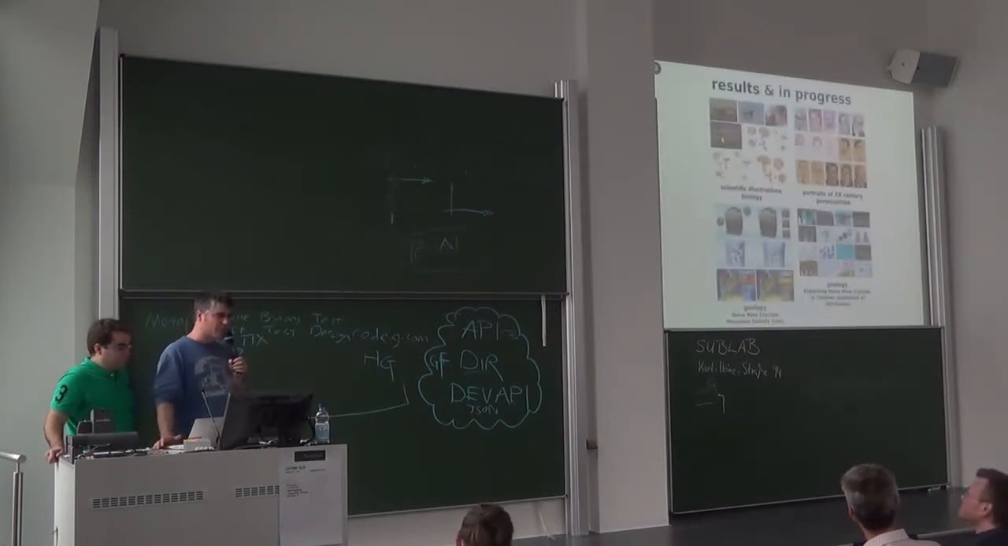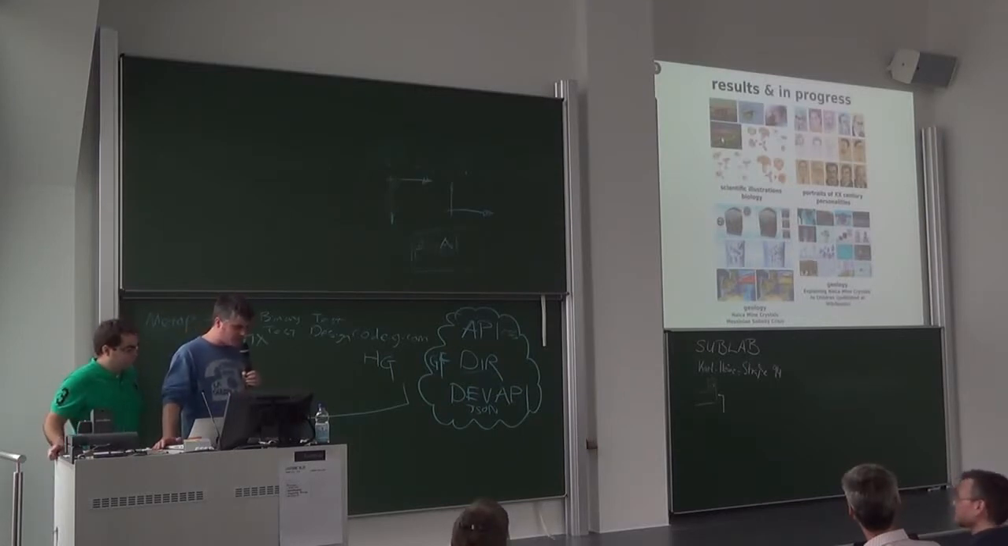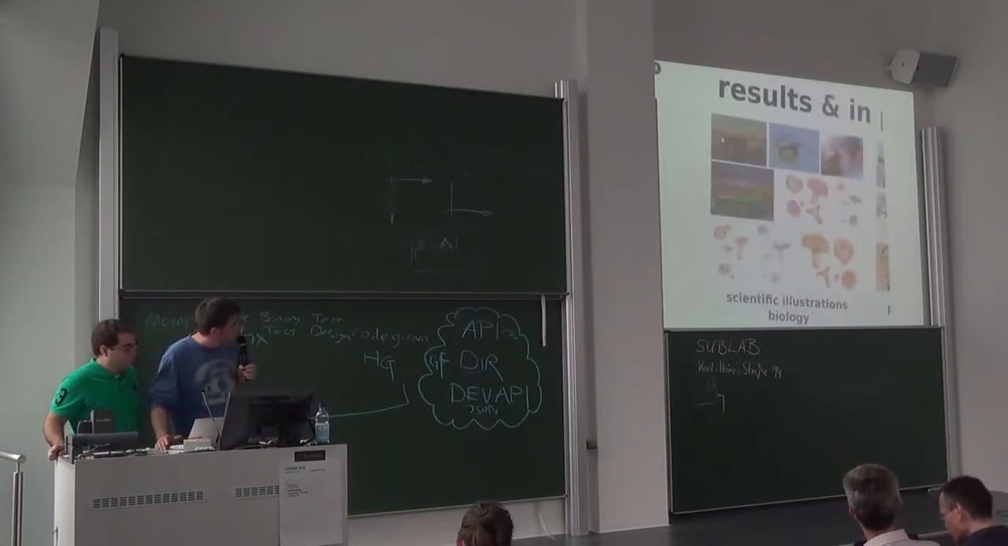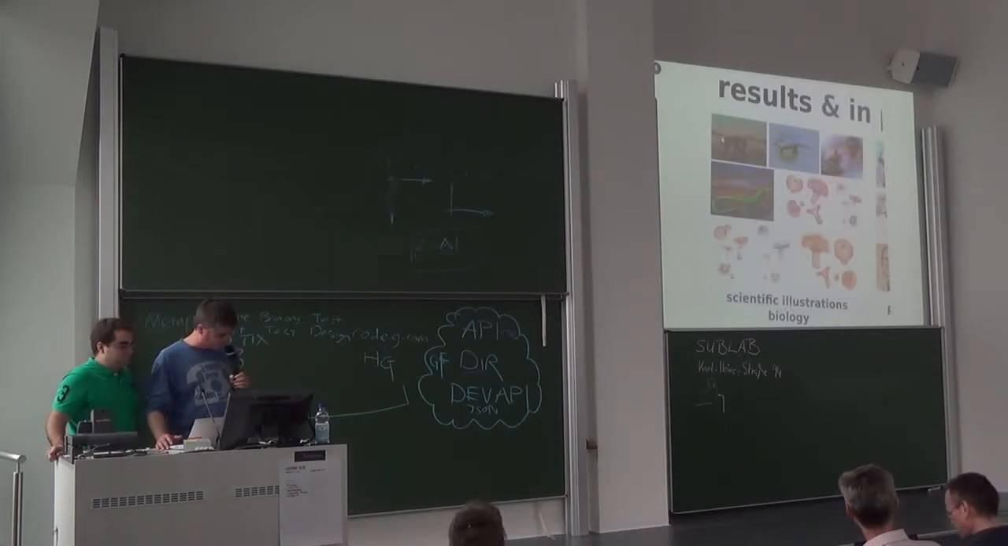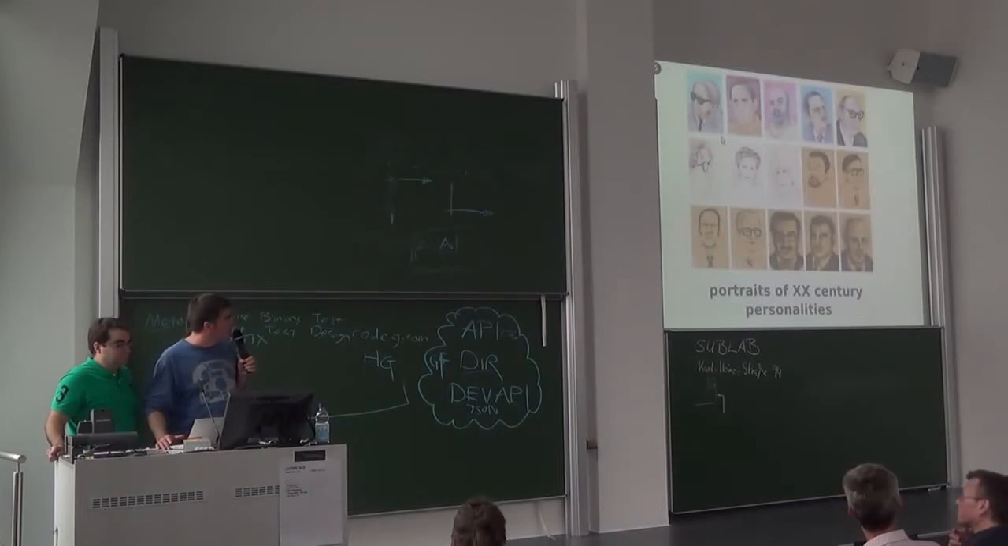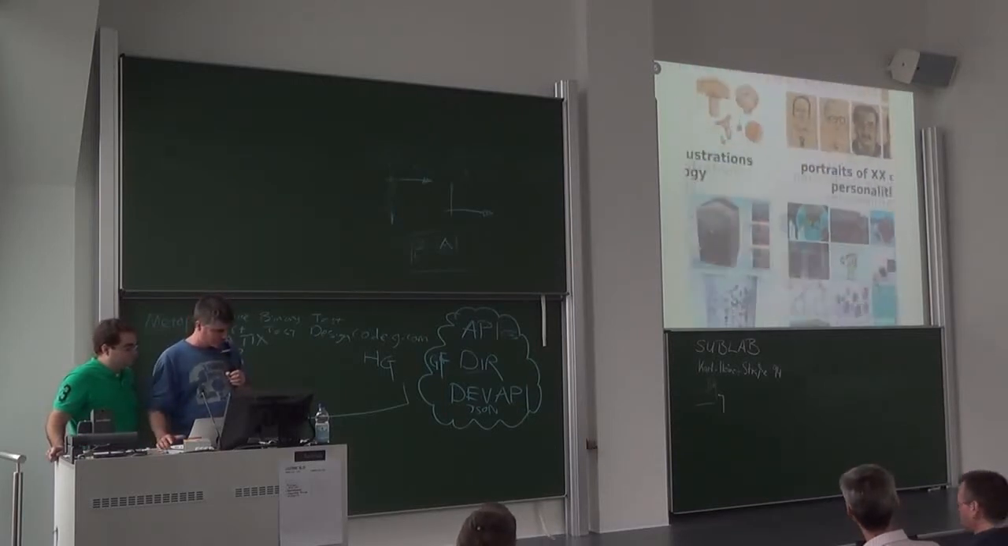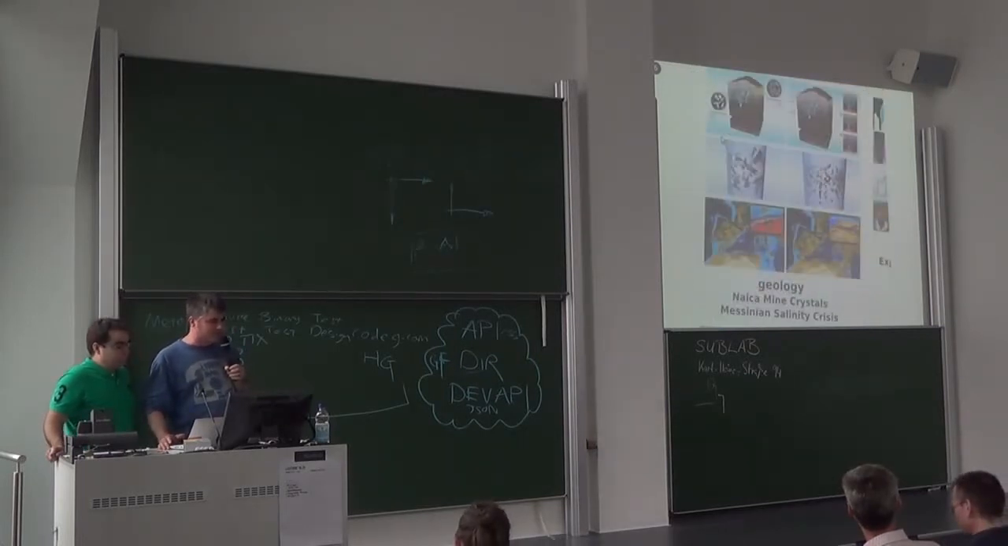We can see some of the results of the last three academic years, when the students have done different kinds of images, like these scientific illustrations of fungi and of extinct animals, or these portraits of personalities of the second half of the 20th century, for which we don't have free photos, and these infographics or illustrations about geological phenomena, like the huge crystals in the Naica mine in Mexico, or the Messinian Salinity Crisis of the Mediterranean Sea.